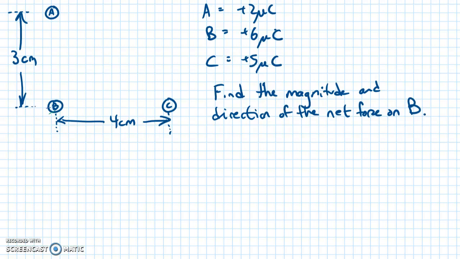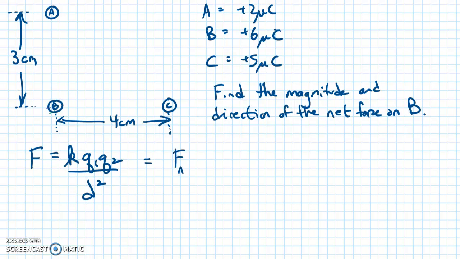Hey there, here's one of these tricky Coulomb's law problems. We're trying to find the magnitude and direction of the net force on B. And you start off pretty easy here. We're just going to use Coulomb's law, which is F equals K Q1 Q2 over D squared. And there's two things that are exerting a force on B. A is exerting a force on B, and C is exerting a force on B. So we need to figure those forces out one at a time.